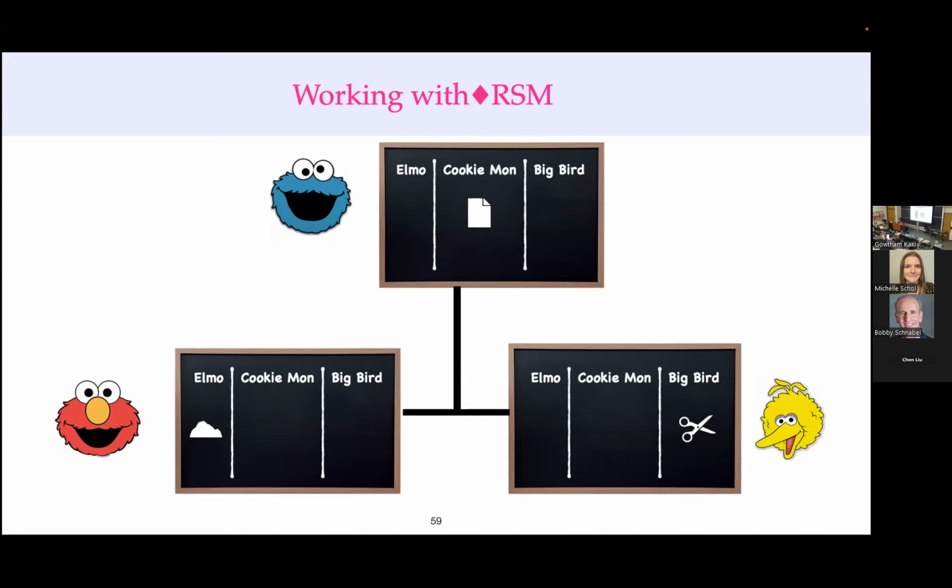So simultaneously, Elmo might put rock, Cookie Monster might put paper, the blue board might write scissors, and so on, right? Initially, only their updates are visible to them, but eventually everything becomes visible to everyone else, right? And then they can compute the results of the game for themselves. So that's the key idea.